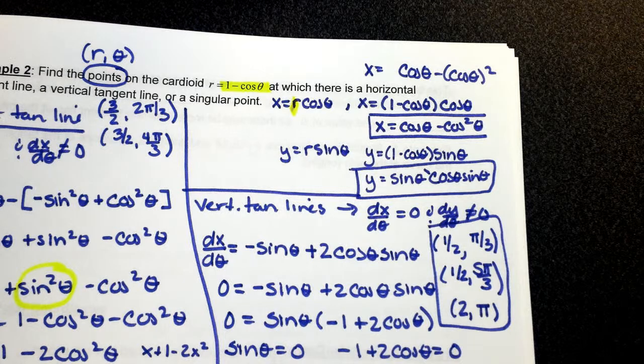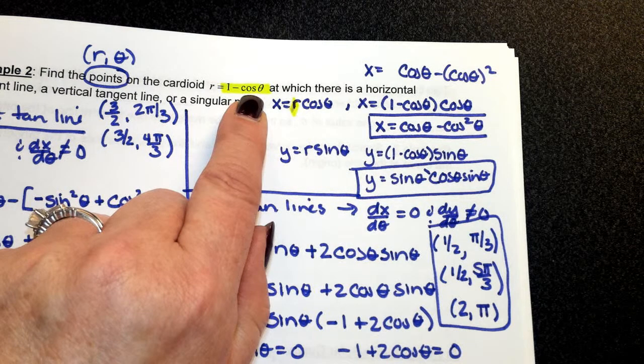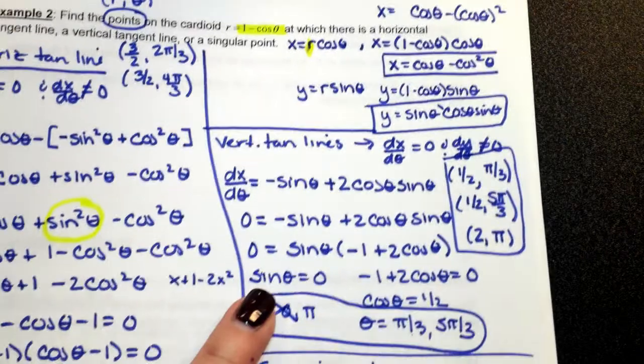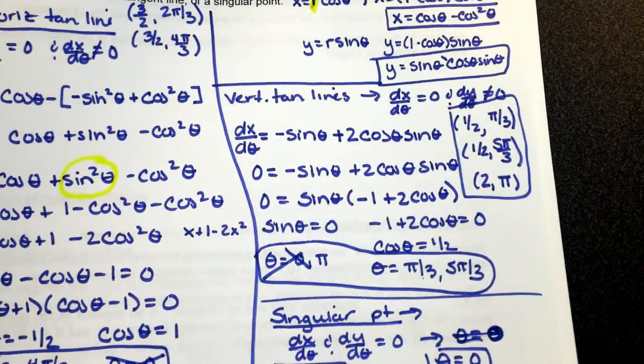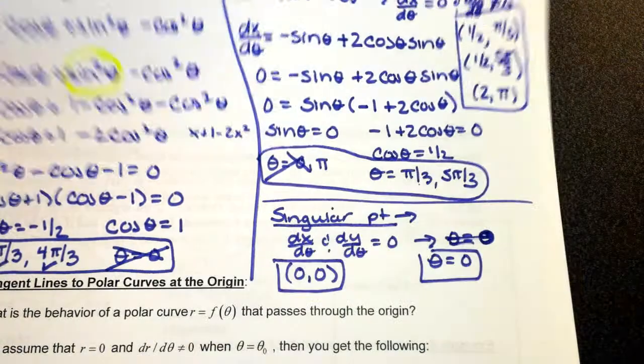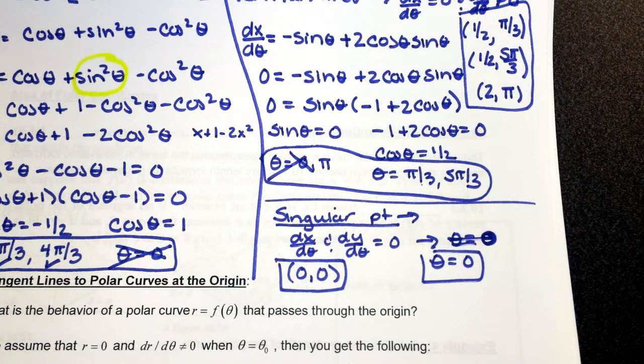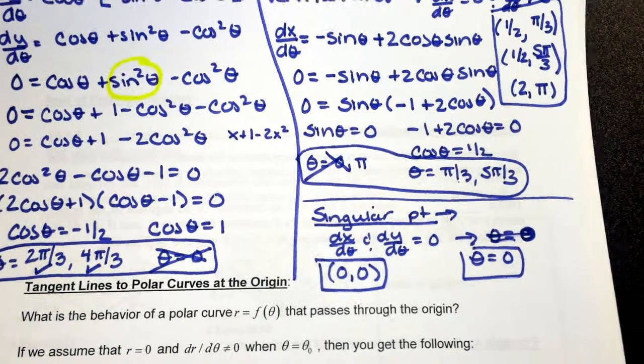Now, what's my singular point going to be? Well, if theta is equal to 0, cosine of 0 is what? 1. And 1 minus 1 is 0. So the singular point will be at 0, 0. Okay? So any questions on that?